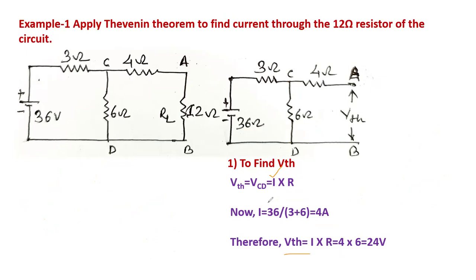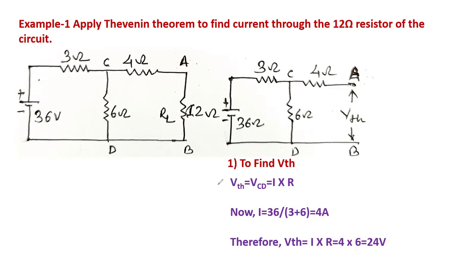Then VTH is equal to I into R, that is across the 6 ohm resistor. I is passing through the 6 ohm resistor. So this 4 ampere, that is I, multiplied by 6 is equal to 24 volt. So the voltage across C and D, that is 24 volt, we find out. So in this one, we find out the value of VTH.